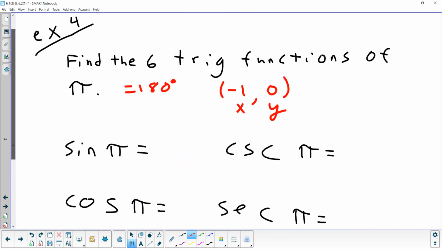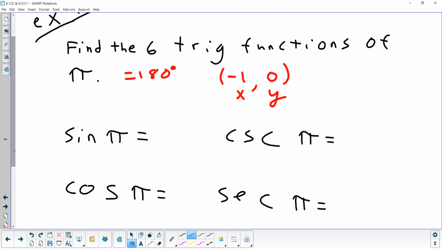So let's start with sine. What would the sine of pi equal? 0. Sine is my y value. My y value in this case is 0. Done. That's the sine. Matt, how about the cosine? What's the formula for cosine? X. And what's my x value here? -1. And that's it.